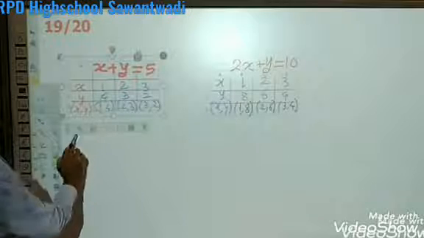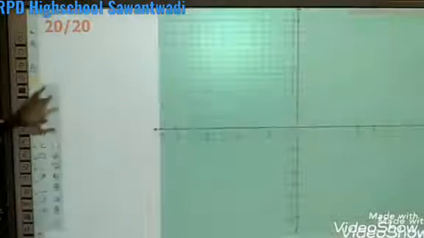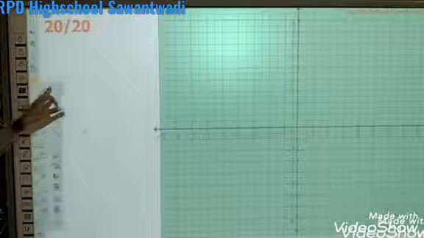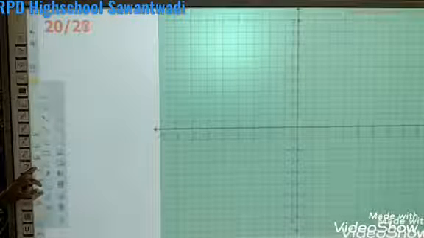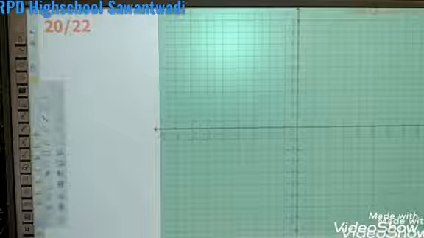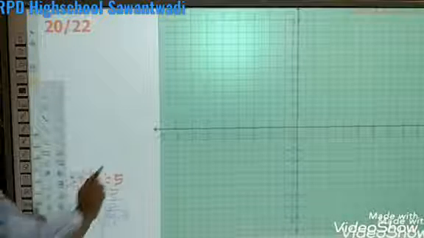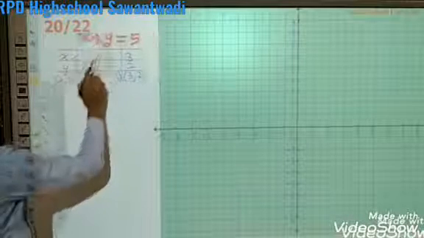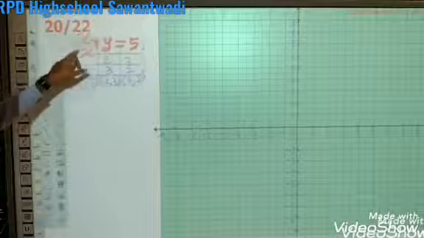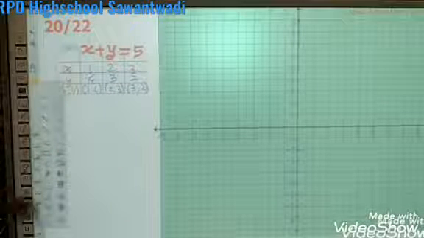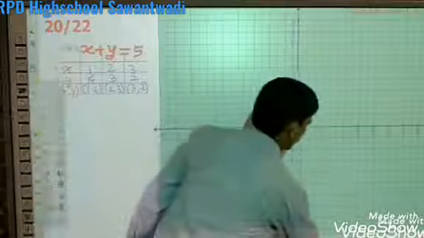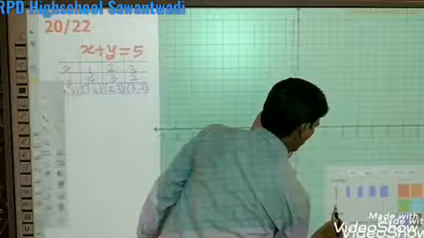So let us take an example of a graph here. This is nothing but the graph page, and here is the table we received. So what you have to do is, with the help of this table, you have to plot the points using a pencil. Let us plot the points using pencil.